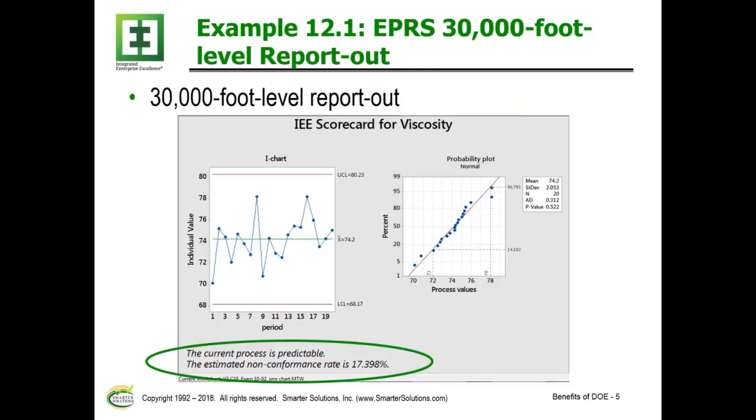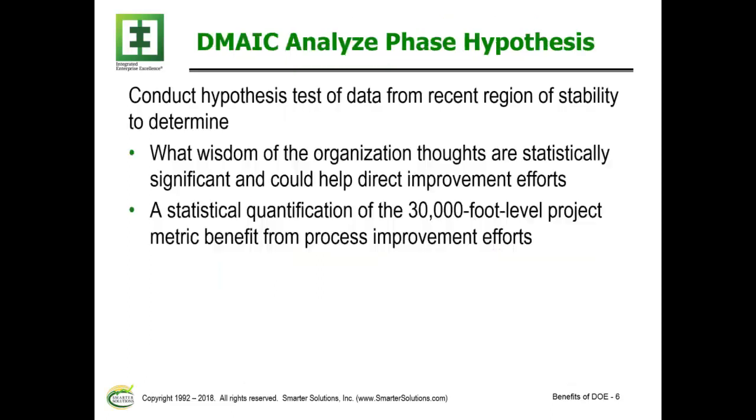Again, we start with a 30,000 foot level report out that we're trying to improve through design of experiments or whatever we can. But in this section, we're going to determine what factors really could make a difference on the output of the 30,000 foot level metric. We're going to be conducting hypothesis tests, basically using design of experiments, on factors that we thought were important in the wisdom of the organization. We then want to look at statistical quantification of how much these factors or changes we made affect the overall 30,000 foot level view.